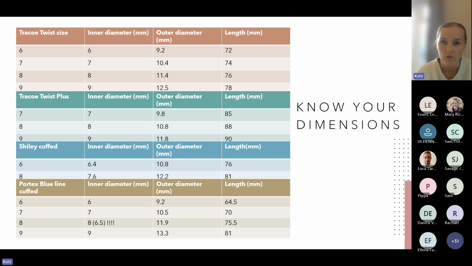And this does cause a lot of confusion. I can't count on my hands how many times I've had to have the same conversation on the unit that I work in, that a size 7 doesn't necessarily mean that you've got a size 7 inner diameter. So some tracheostomies have a better inner cannula to outer cannula ratio, which in turn gives you the best airflow. And remember what I said, every millimetre counts.